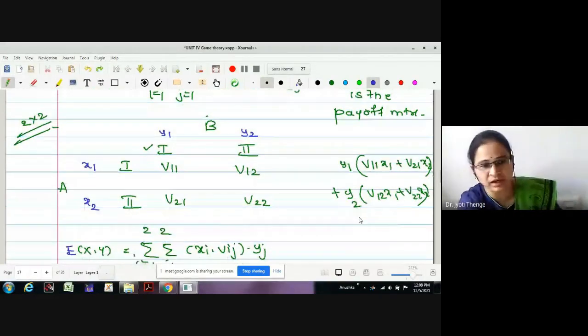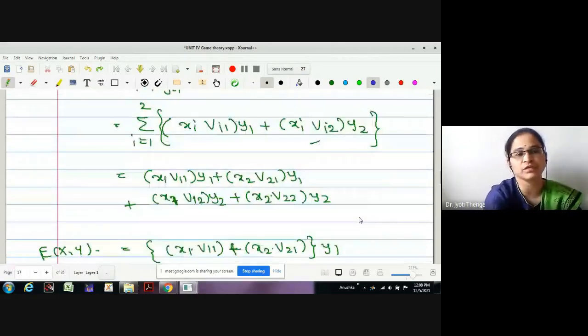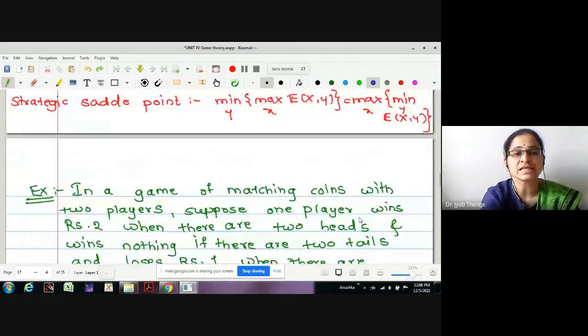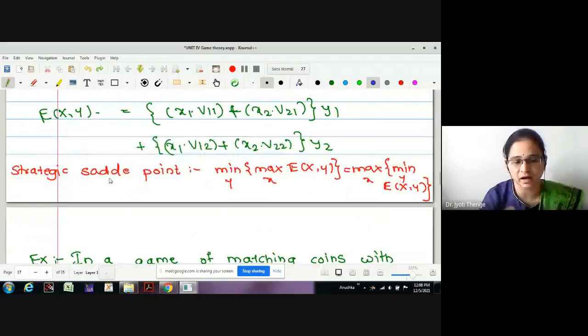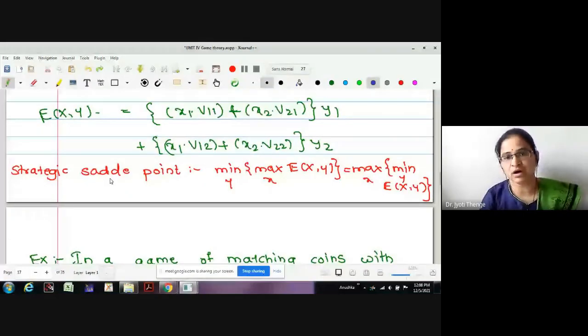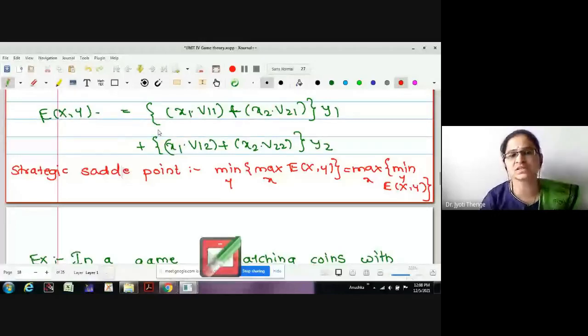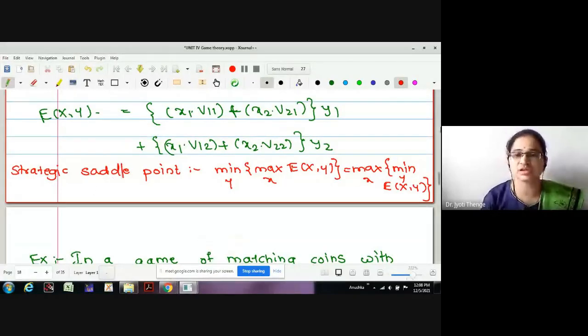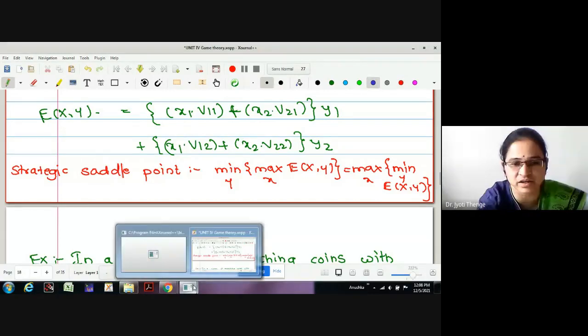Right? And then we will find. Therefore, a new concept was defined: strategic saddle point. Saddle point was defined as the position at which the max-min value of the game equals the min-max value of the game. Here also the same concept: min-max expectation equals max-min expectation is called a strategic saddle point.